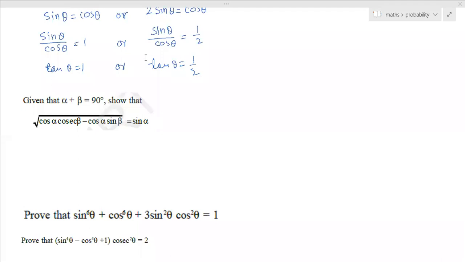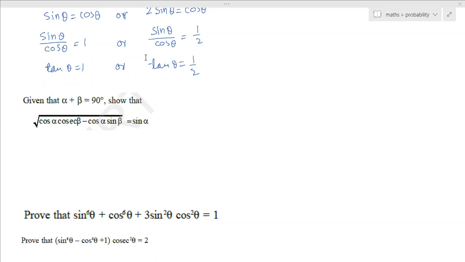So here it is given that alpha plus beta is equal to 90 degrees. Show that square root of cos alpha into cosec beta minus cos alpha into sin beta is equal to sin alpha. You have to show. So what are the things we can do? This is very easy. Actually, 1 mark question.